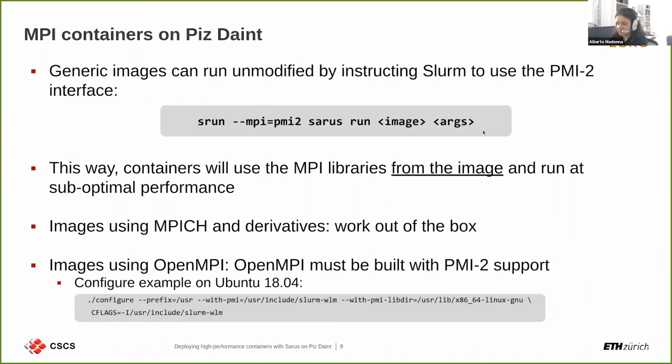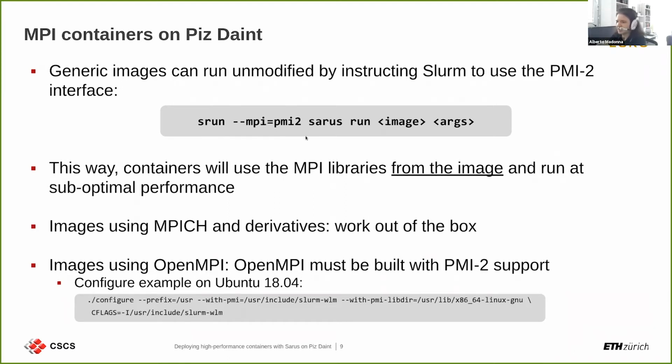When using PMI2, containers, as I said, will run unmodified, and they will use the MPI libraries from the image. This also means that it's highly unlikely that these very generic MPI implementations will know how to communicate properly with the high-speed interconnect of Piz Daint, and so they will run at a reduced performance.